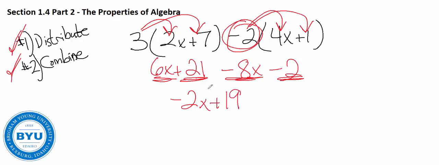And that's our answer. So just be aware, you are allowed to combine like terms, but they've got to have the same hat. They've got to be the same variable. And if you've got parentheses, you'll want to make sure to distribute before.